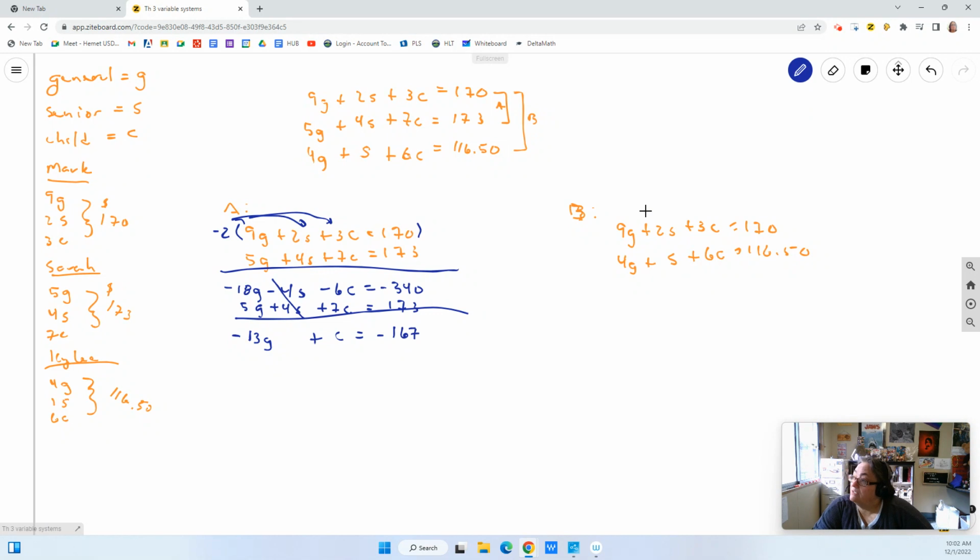And then we're going to do the same thing over here. We're going to multiply this equation times -2 to get rid of our S's, and then we're going to have another 2 variable equation. I realize we're out of time. The bell just went off. I will finish this problem on a separate video.